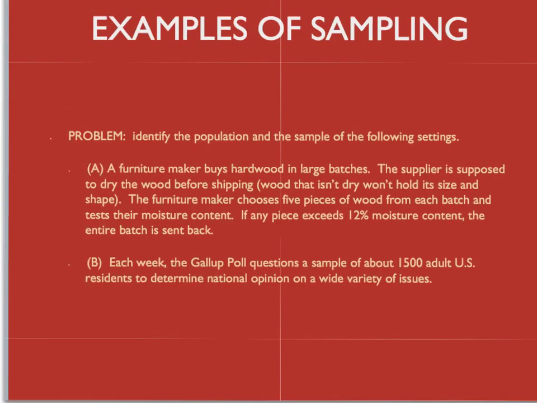Now let's discuss some examples of sampling. The problem: we are going to identify the population and the sample of the following settings. A furniture maker buys hardwood in large batches. The supplier is supposed to dry the wood before shipping. Wood that isn't dry won't hold its size and shape. The furniture maker chooses 5 pieces of wood from each batch and tests their moisture content. If any piece exceeds 12% moisture content, the entire batch is sent back.